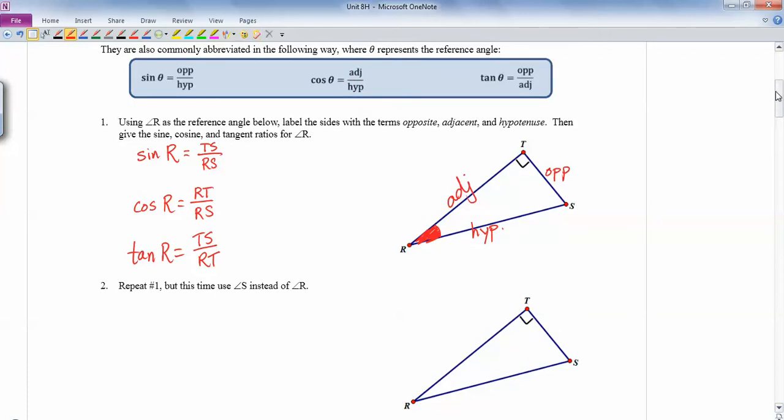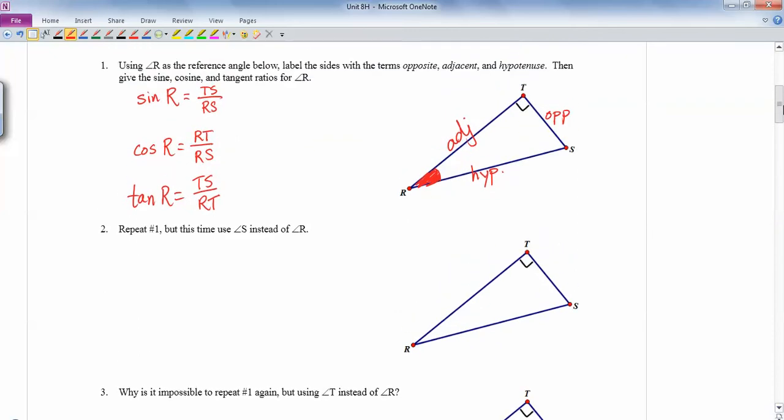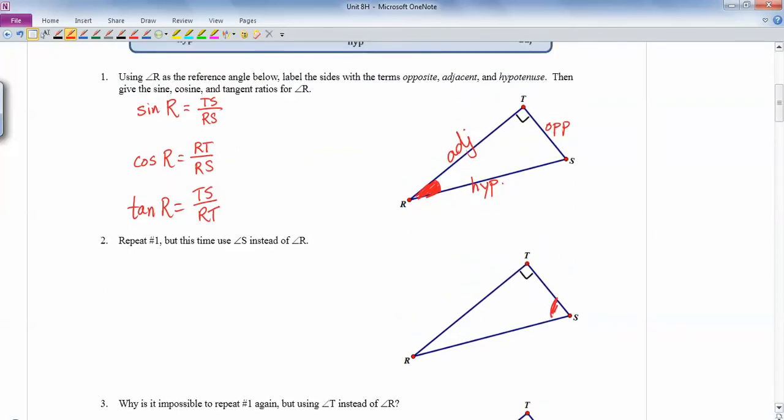If we choose a different angle as our reference angle, right here, angle S, then some of these switch up. For angle S, the opposite side is going to be RT. The hypotenuse stays the same because it's opposite the right angle. And now TS becomes the adjacent side. So if I set up sine of angle S, cosine of angle S, and tangent of angle S.